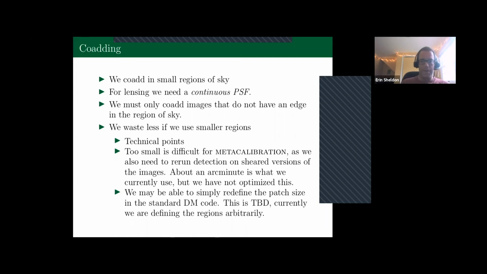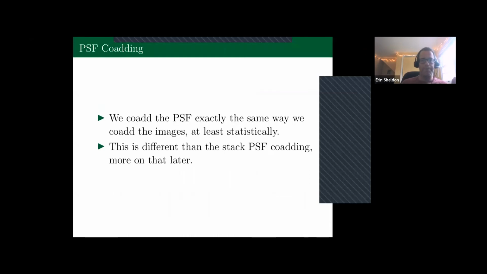And I want to make a couple of technical points about this for the aficionados. We don't make them too small for metacalibration because in order to correct some biases, we have to control for detection effects, which means we need to rerun detection on certain processed versions of these images, in particular ones where we shear the image. We've kind of settled on about an arc minute, but this is not optimized. And just for stack aficionados, we're hoping that eventually we can just redefine the patch size and rerun the co-add code. But currently we're just using arbitrarily defined regions in the existing code, the one we're working on now.